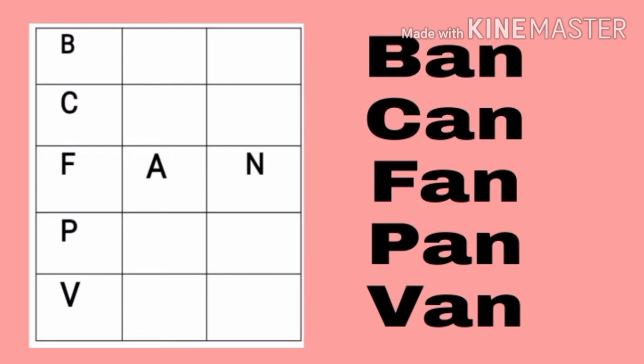P-A-N, pan. Next and last alphabet in this box is V, and V's phonic sound is V. V-A-N, van.